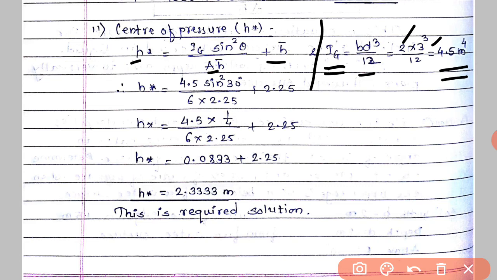And now put the value of Ig in S star. S star will be equal to 4.5 into sin square 30 degree divided by 6 into 2.25 into value of H bar 2.25. So on simplification we will get S star will be equal to 2.3333 meter. This is our required solution. So center of pressure for a rectangular object is calculated as S star is equal to 2.3333.